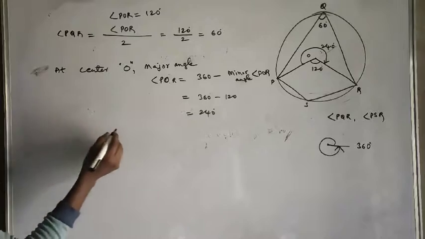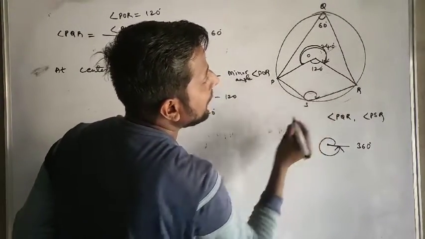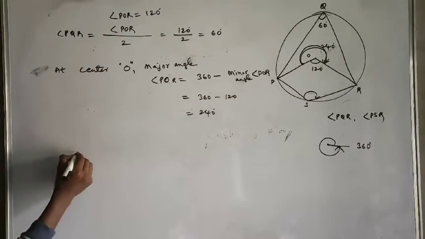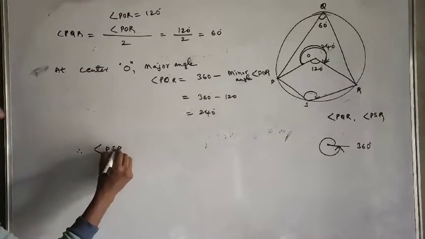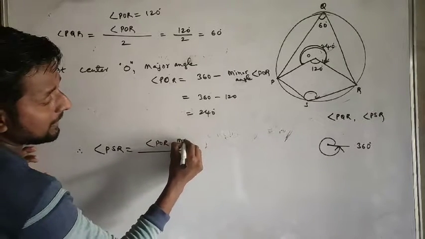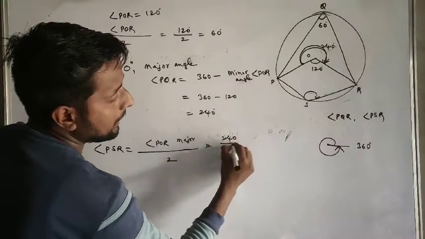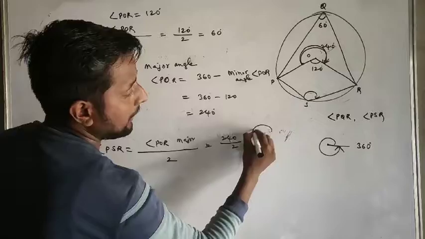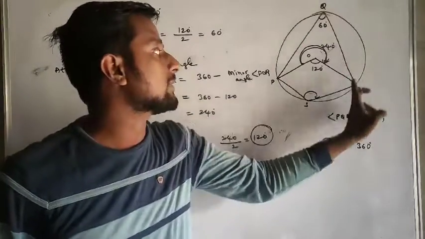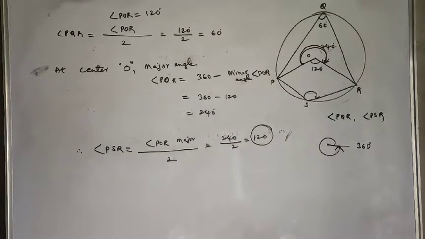Next, look at here, the angle opens upward. Here PSR also opens upward. Now both have a relation. So angle PSR is equal to the major angle POR by 2. The major angle we got is 240, by 2, that is 120. Similarly, PQRS is a cyclic quadrilateral, so the sum of opposite angles makes 180. So from that also we get the answer.